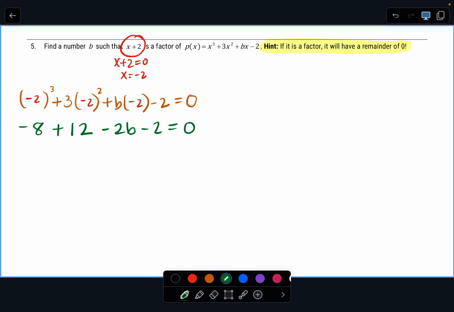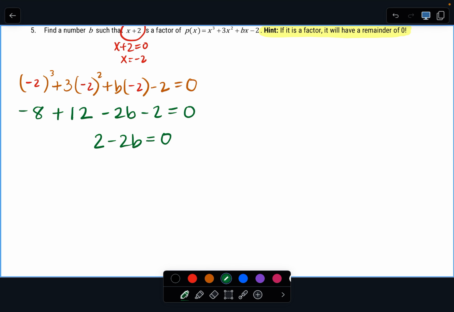Okay, let's finish this. We got one problem left. If I combine all of the numbers together, negative 8 plus 12 is what? Positive 4. Positive 4 minus 2 is positive 2. So I have 2 minus 2b is equal to 0. I'm trying to solve for b. If you are ever trying to solve for a variable, you need to get the variable on one side by itself. So I'm actually going to add 2b to both sides, and then I divide both sides by 2.